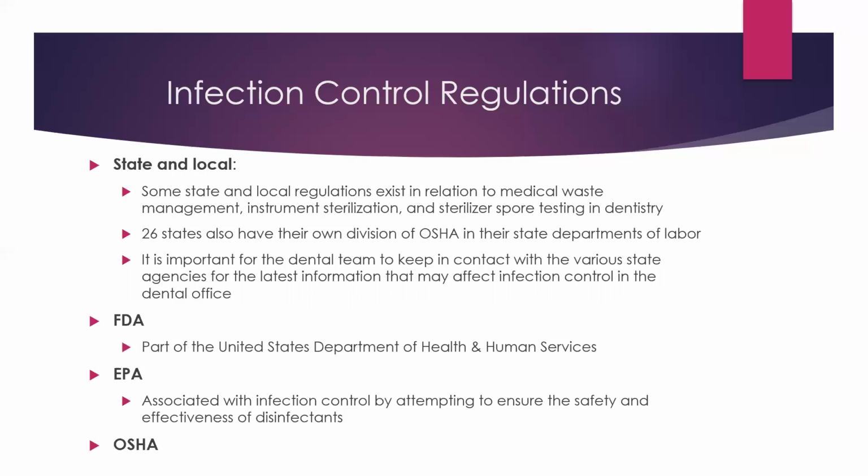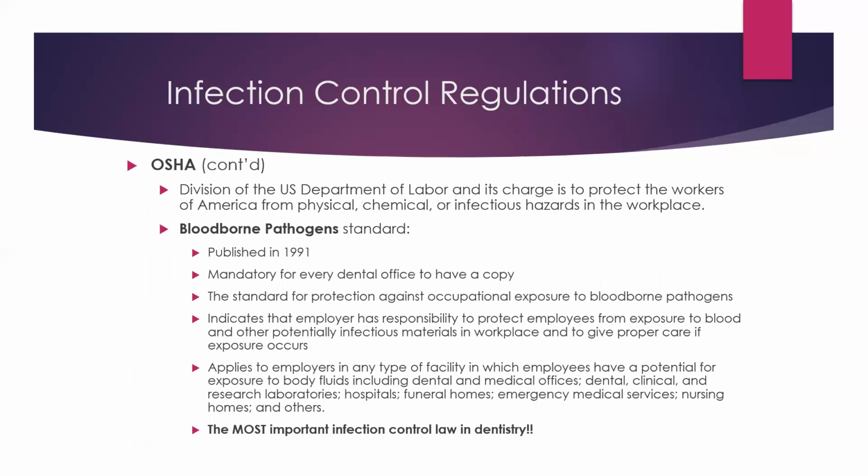agencies in previous lessons. The EPA is associated with infection control by attempting to ensure the safety and effectiveness of disinfectants, because we want to make sure of the effectiveness of what you're using on the countertops or whatever you're cleaning. With OSHA, that's the division of the U.S. Department of Labor, and its charge is to protect the workers of America from physical, chemical, or infectious hazards in the workplace. So we have the bloodborne pathogen standard, okay?